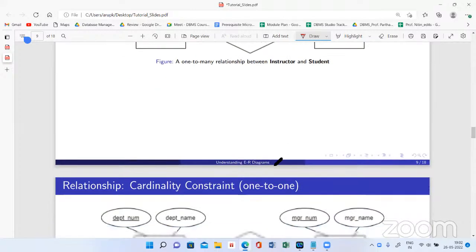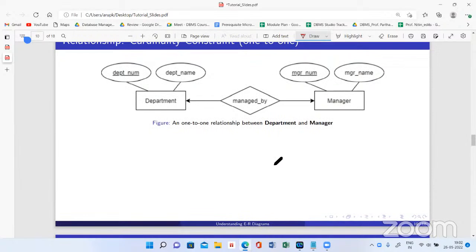Okay, so let's go deeper. This is 1 to 1. So a department can have at most one manager. A manager can have at most one department. Please remember this, at most. This is where people make the mistake, right?